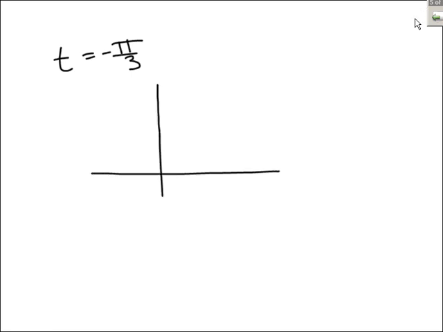What if you were asked to draw t is equal to negative pi over 3? Negative means go in the opposite direction, go in the clockwise direction. Now remember, here is 0, pi over 4, here is pi over 2 or negative pi over 2, here's negative pi, here's negative 3 pi over 2.